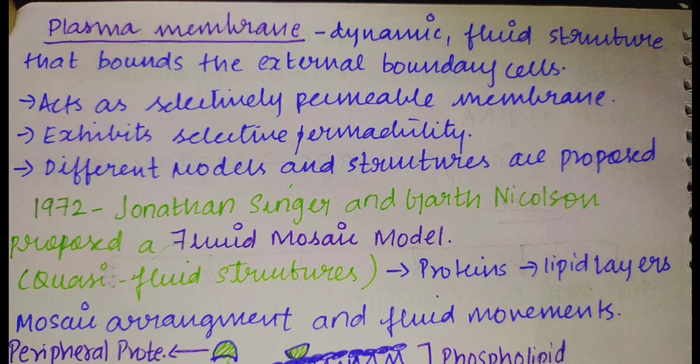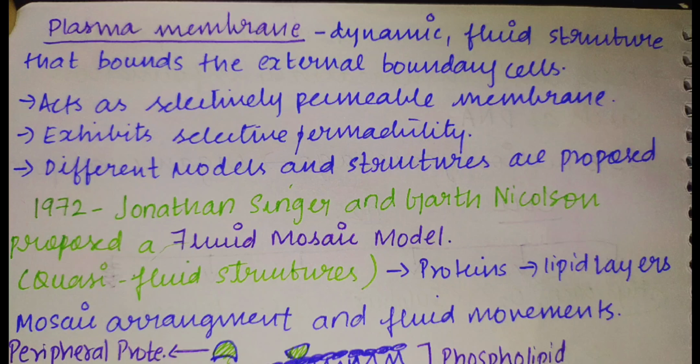Okay, plasma membrane. So what's a plasma membrane? A plasma membrane is a dynamic fluid structure which is found in the external boundary of cells, that is, the outline, the boundary of the cell. Now it will act like a selectively permeable membrane. What does a selectively permeable membrane mean? It regulates the molecular traffic that happens around the boundary of the cell.